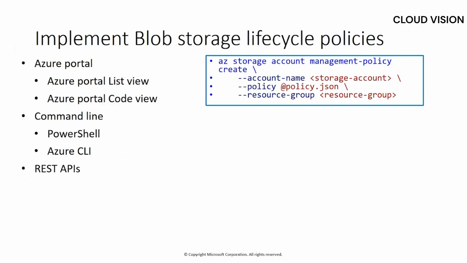So I created this policy graphically, but you can use CLI or PowerShell also to create this policy. So az storage account. What do you want to do with the storage account? I want to work with a setting called management policy. What do you want? I want to create it. Then you specify the name of the storage account where the policy needs to be implemented, the policy JSON file where you have defined that policy, and the resource group where the storage account is. So it will try to find the storage account in that resource group. If it is there, then the policy will be applied on that, which is defined in this JSON file.